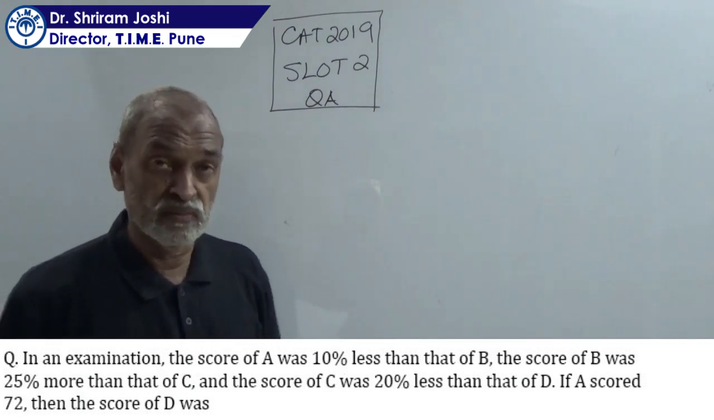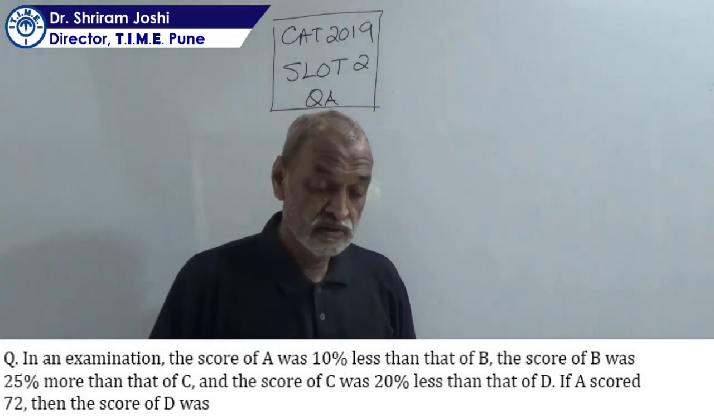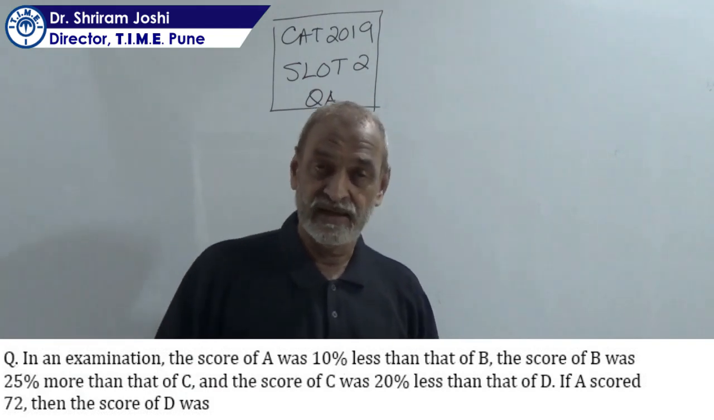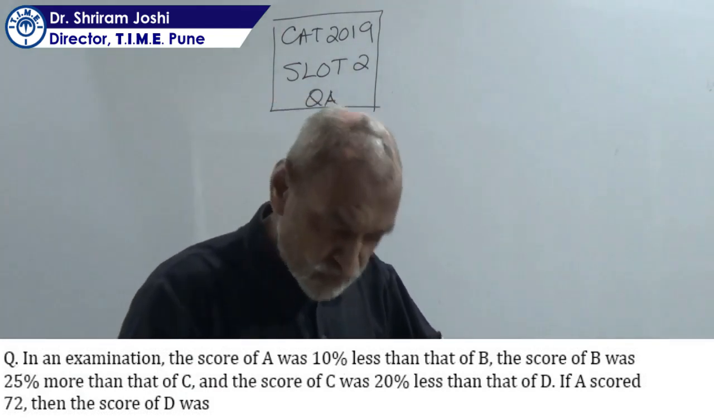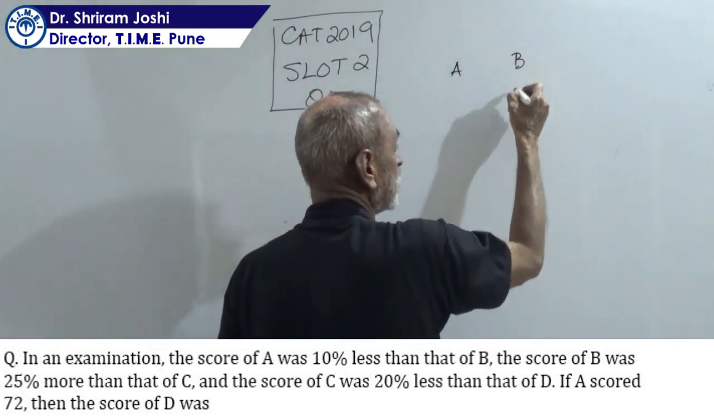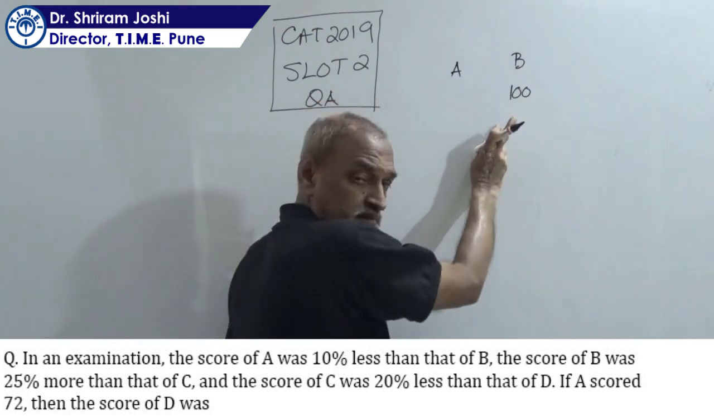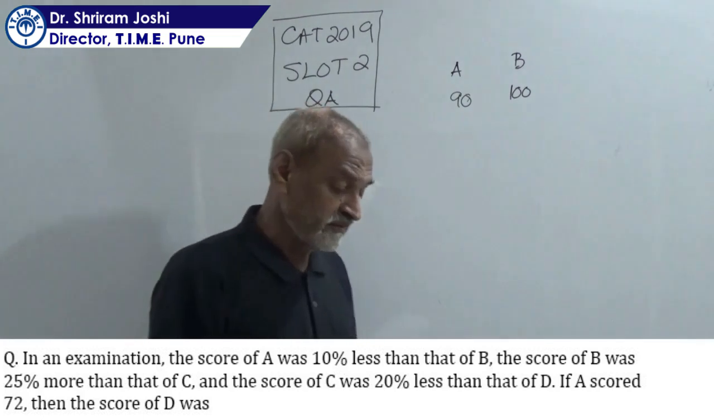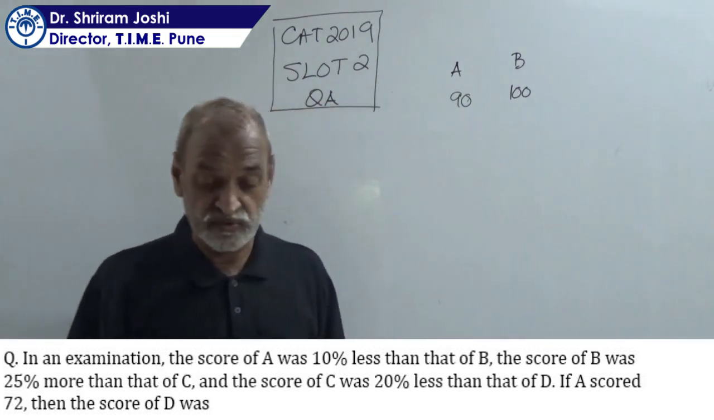Another question on marks in examination. Score of A was 10% less than that of B. I hope you remember your percentages. A is 10% lower than that of B. It means B got 100, A got 90. Score of A is 10% less than that of B.